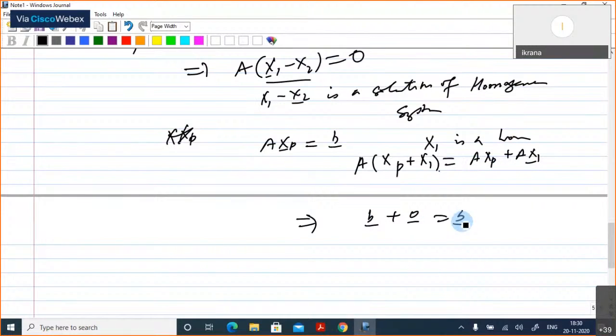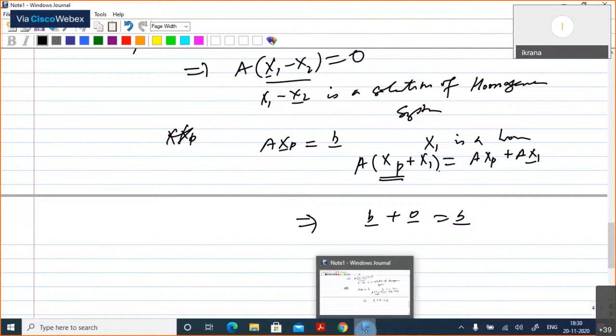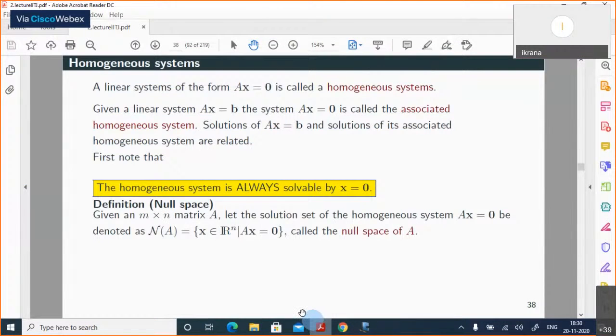So that means that if you have one particular solution of the non-homogeneous system and you have solutions of the homogeneous system, you add them and you get all possible solutions of the non-homogeneous system. So that makes the homogeneous equation Ax = 0 more important. So let us write down, for an M cross N matrix, the solution set of the homogeneous system as N(A).